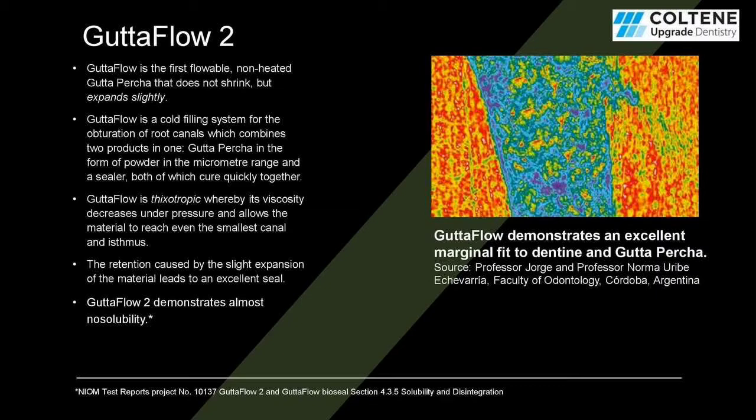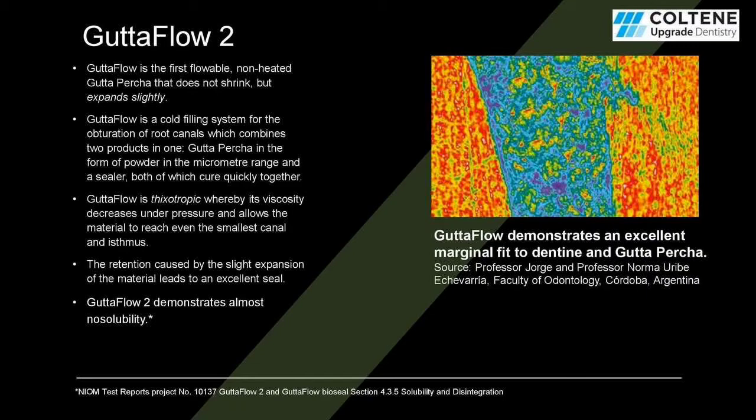This material, Gutta Flow 2, is the first flowable non-heated gutta percha. It means that it does not require any heat, and it is flowable, and it requires minimum to no condensation. The reason for Gutta Flow 2 being flowable is a physical property of the material called thixotropy. Thixotropy basically means that when a material is put under pressure, the viscosity of the material decreases. The beautiful thing about Gutta Flow 2 is that when it is forced into very narrow diameter canals, lateral canals and places as such, the viscosity of the material decreases and it flows inside beautifully.